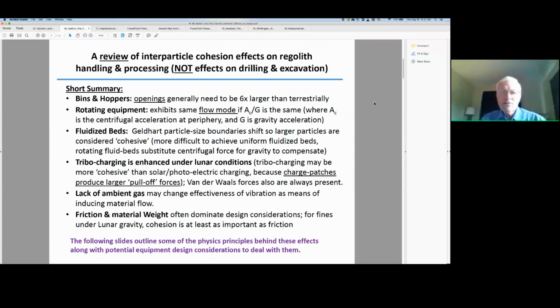Fluidized beds, we find that the particle boundaries between where you can have cohesive behavior or aerable behavior shift to larger particles. So under lunar gravity, the finer particles don't fluidize well. And I'll talk a little bit more about tribocharging as we go on. Why don't we go to the next slide?